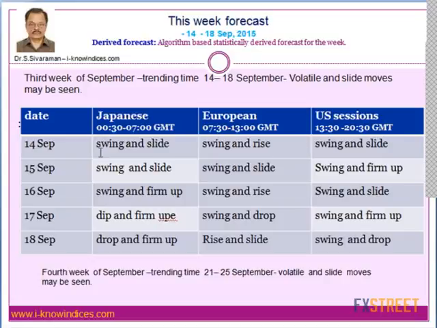And when you find swing and slide during the Japanese session, it refers to the swing during the early part of the Japanese session, from 0030 to 1:30 GMT, about 1.5 hours. Then in the late session from 5:30 to 7 GMT, the slide will become visible. So that is what swing and slide means.